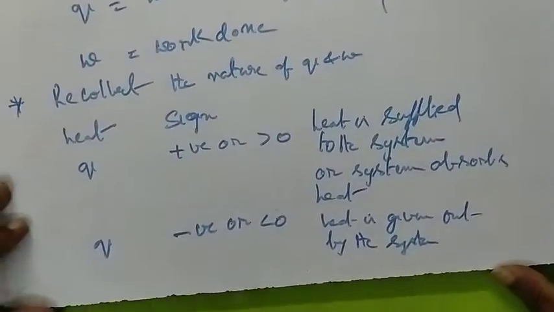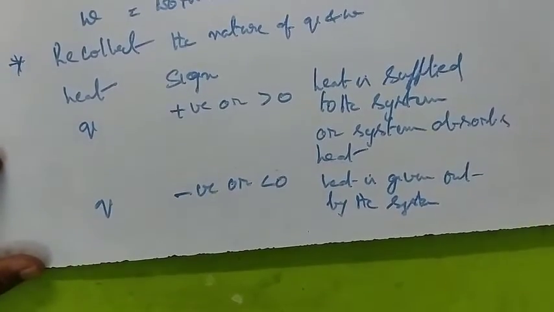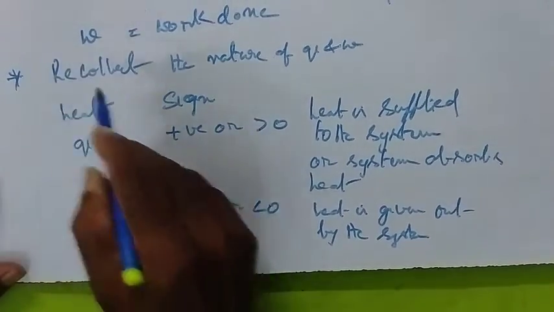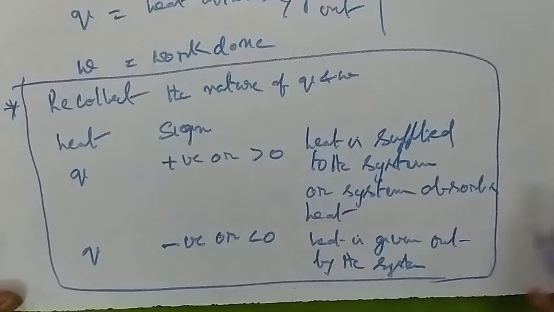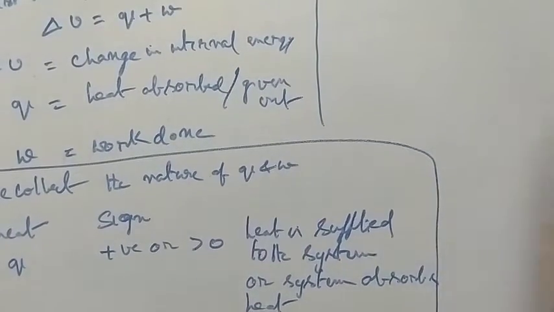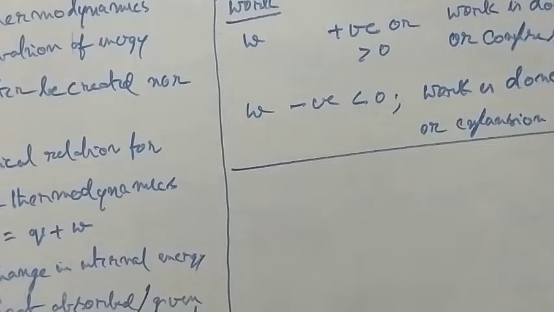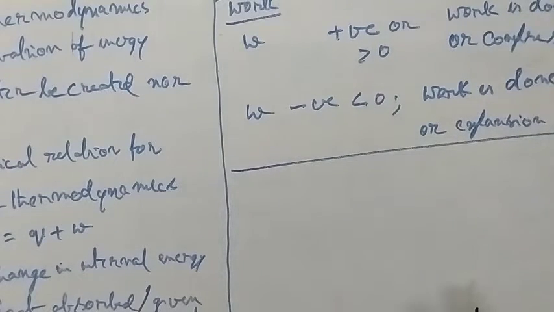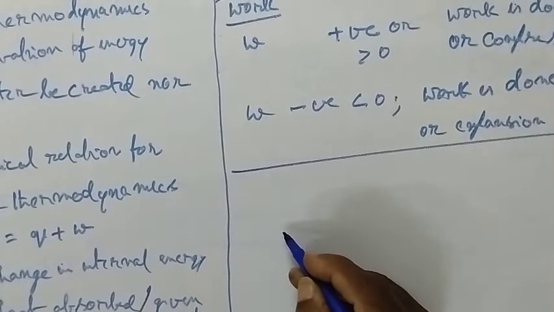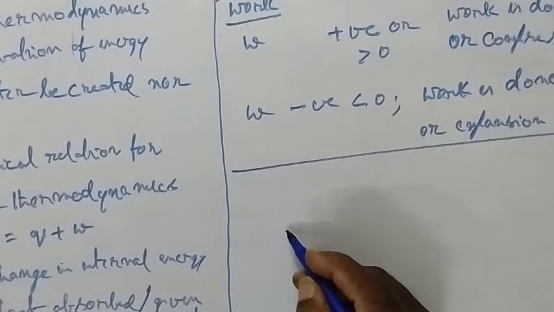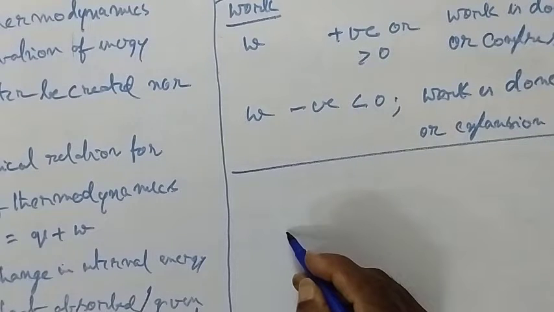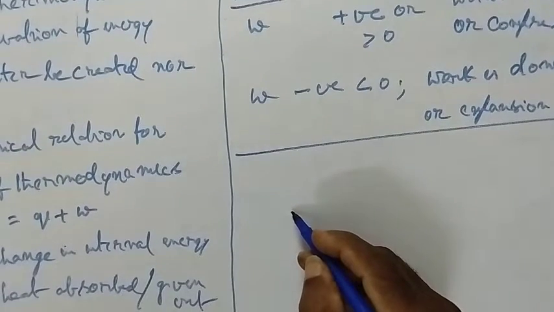In case of heat also, this sign convention of heat and work is most important, and you have to remember this sign convention of heat and work thoroughly. In the previous module we discussed the derivation of work done in reversible as well as irreversible process. Reversible process means multi-step process, whereas irreversible process is a single step process.